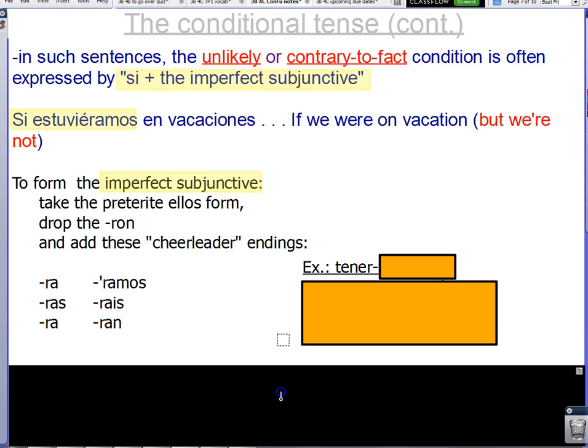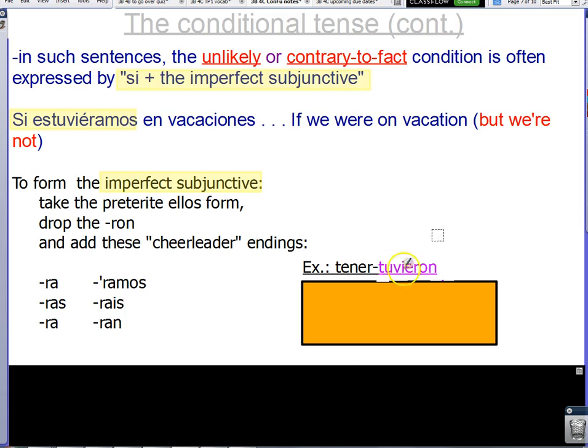So here, I'm going to want you to give me a full chart for tener in the imperfect subjunctive. What is the preterite ellos form of tener? I'll even get you started. Tuvieron. So you're going to take this, drop the ron, you're left with tuvie, and you're going to add ra, ras, ra, accent ramos, rais, and ran.